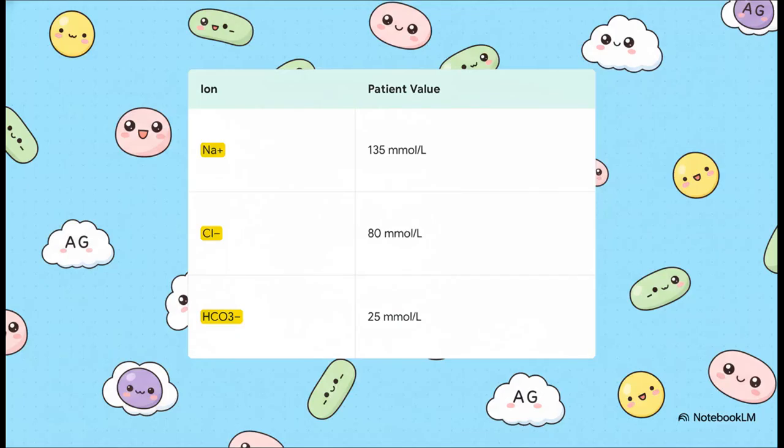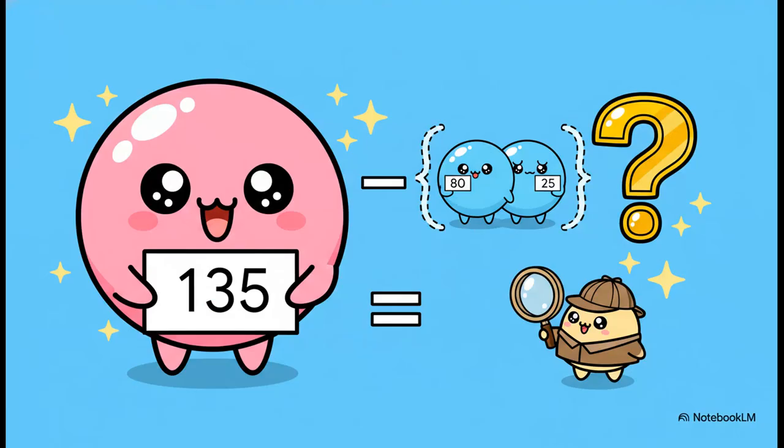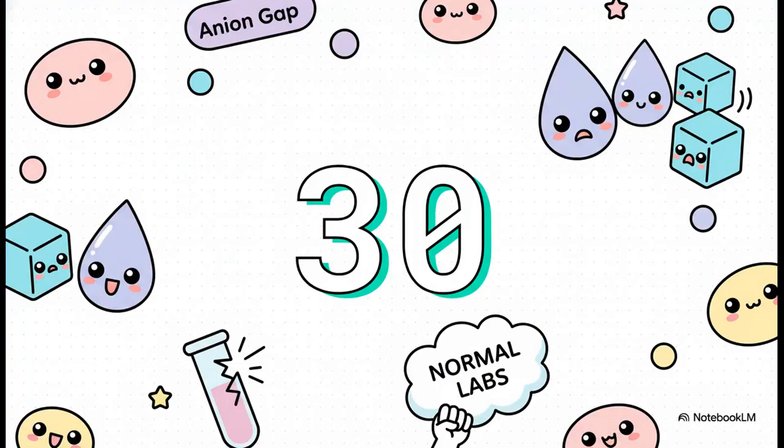All right, here are the numbers we need from our patient. We've got a sodium of 135, a chloride of 80, and that bicarbonate that looks so innocent at 25. Now we have everything we need. So let's plug them in. We take 135, and we subtract the sum of 80 plus 25. So what does that give us? This right here, this is the moment the whole case just cracks wide open. 30. Wow. Our patient's anion gap is 30. And that single number just completely shatters the illusion of those normal labs.